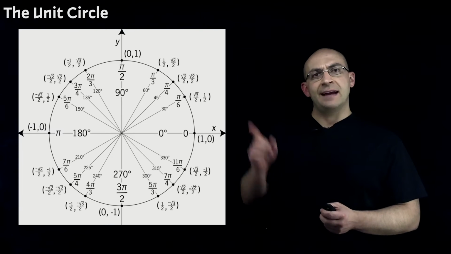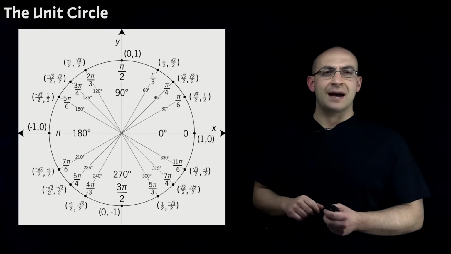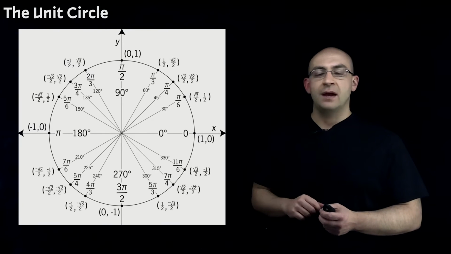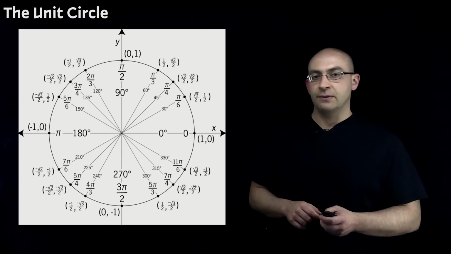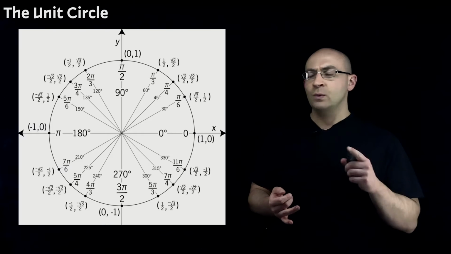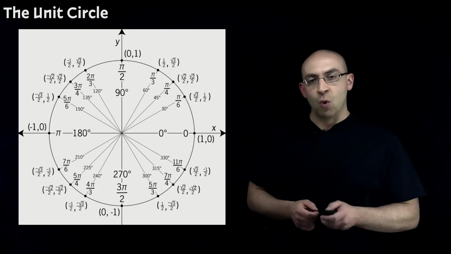You can see that at the 4 corner points, or the 4 top points here, we have values of 1, 0, 0, 1, -1, 0, and 0, -1. You can see a lot of information. We've got degree measurements, we've got radian measurements, and we've got coordinates.